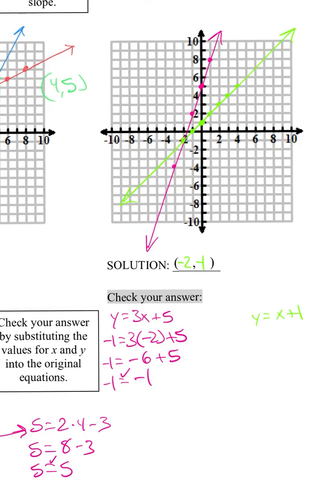Let's check it with the second equation. We've got -1 equals -2 plus 1. That's -1. So guess what? That checks as well. That is, in fact, the solution. Okay, let's go ahead and jump on to the back page.